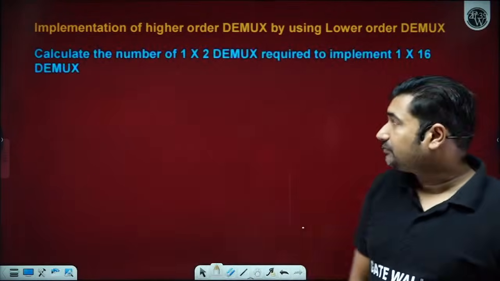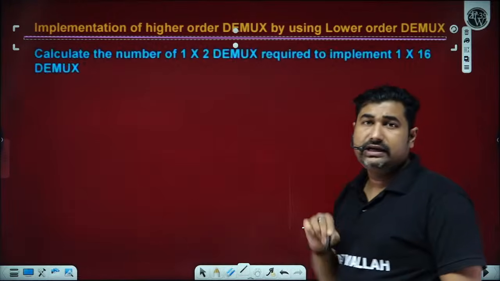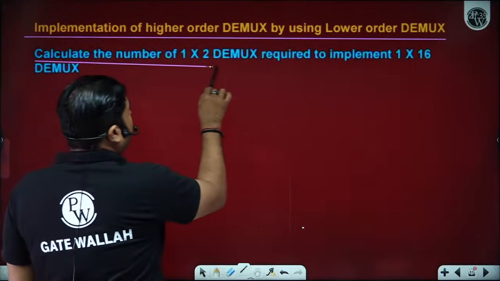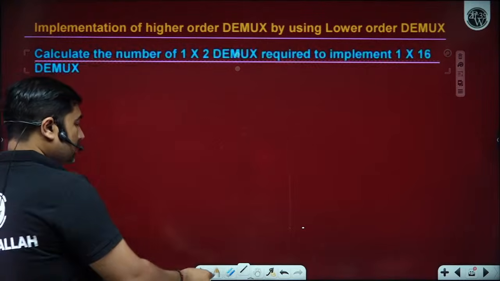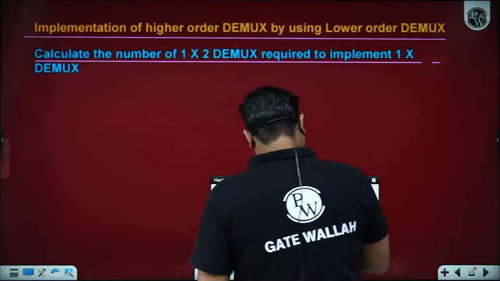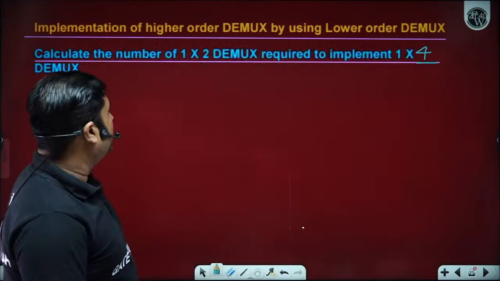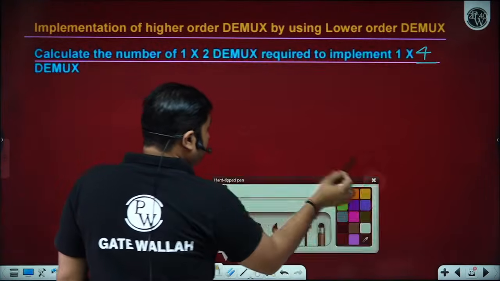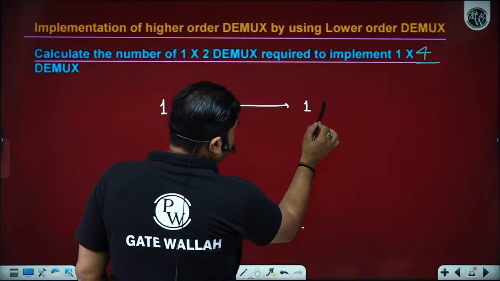Please observe, beta ji. Implementation of higher order demux by using lower order demux. Let us have one question: calculate and implement the number of 1 cross 2 demux required to implement a 1 cross 4 demux. Let us take the smallest size first, so I am considering 1 cross 4 demux. How many 1 cross 2 are required to implement 1 cross 4? Now please observe, just like a multiplexer, we can use this. So we want to implement 1 cross 4 by using 1 cross 2.